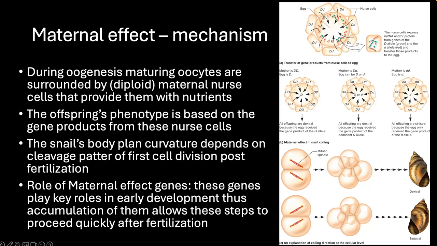The direction of the curvature of the snail's body plan is determined by the very first cell division after fertilization. Thus, the gene products provided by the nurse cells are the main influence on this first cell division, and they therefore are the determinant of the direction of the snail's whorl.